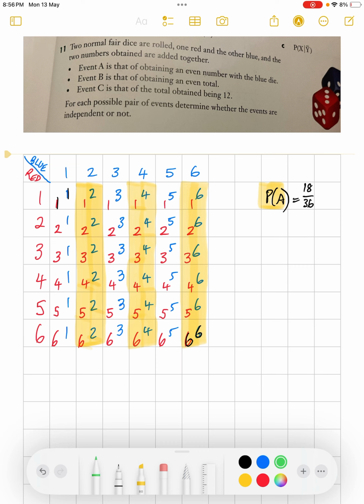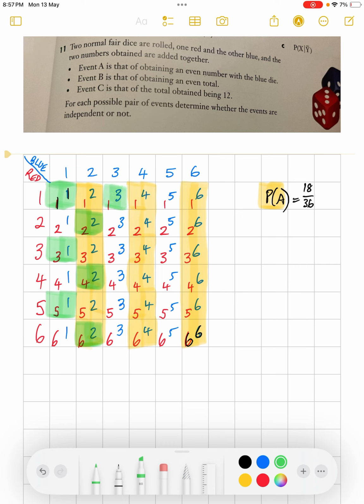Let's look at part B, probability of B, obtaining an even total. Now, even total, we can have a 1 and a 1. So I'll highlight these green. A 1 and a 1 is a score of 2. A 3 and a 1 is a score of 4. A 5 and a 1 is a score of 6. A 2 and a 2. A 4 and a 2. 6 and a 2.